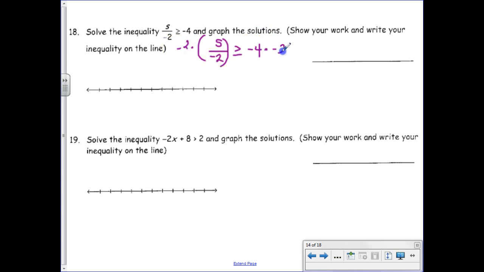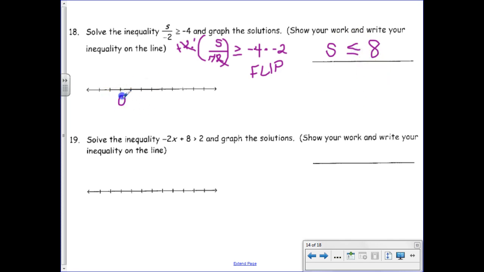It's clearing the denominator. Notice I have to multiply by negative 2 because you always want your coefficient to be a positive 1. These go to 1s, so I'm left with plain old S. Negative 4 times negative 2 is positive 8, but because I multiplied by a negative number, you've got to flip it. It's less than or equal to 8.